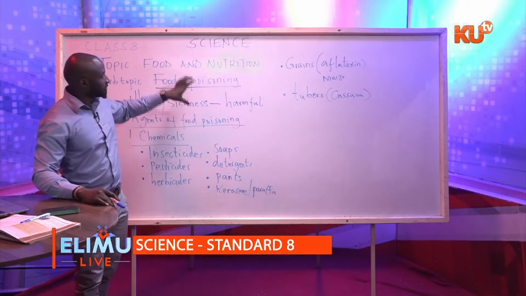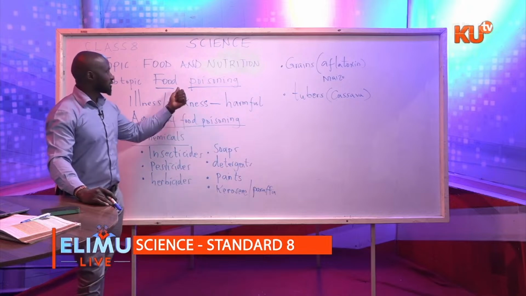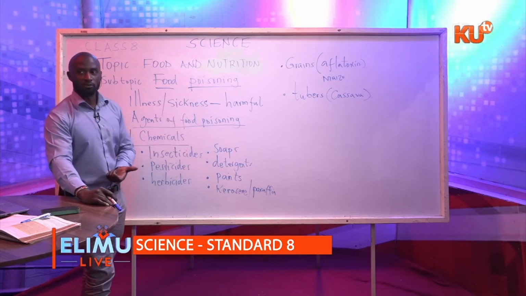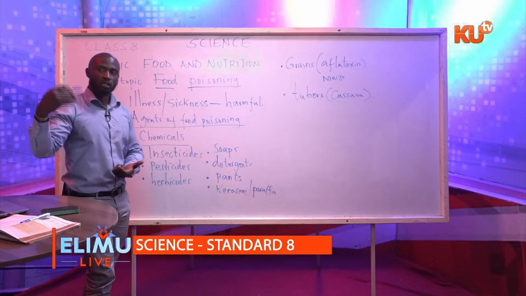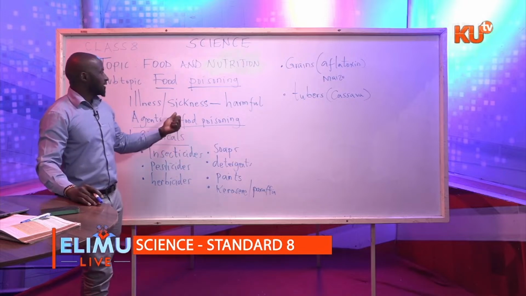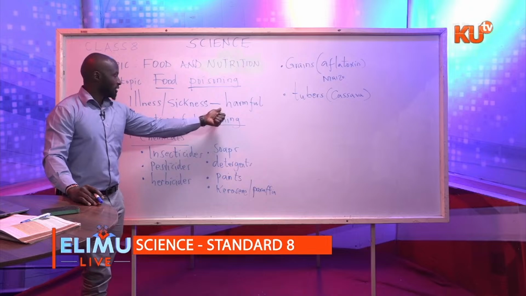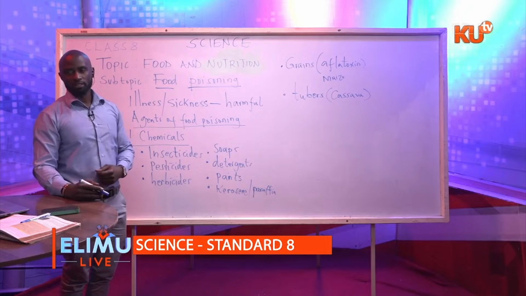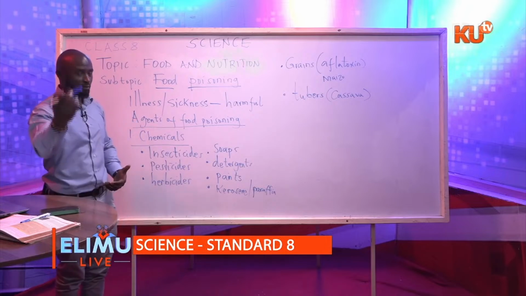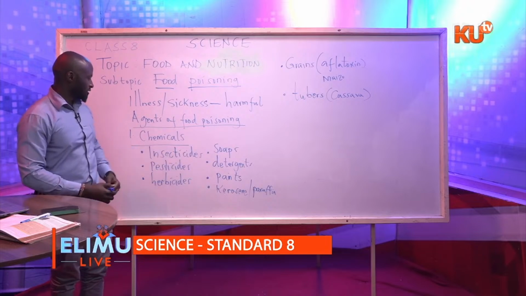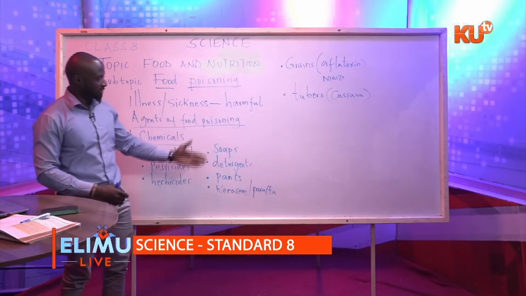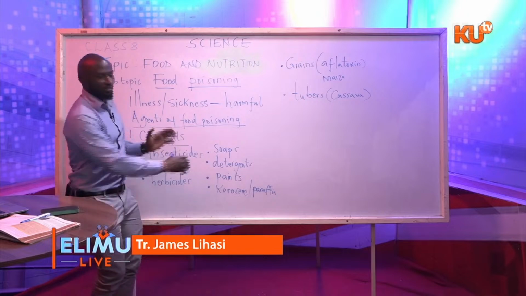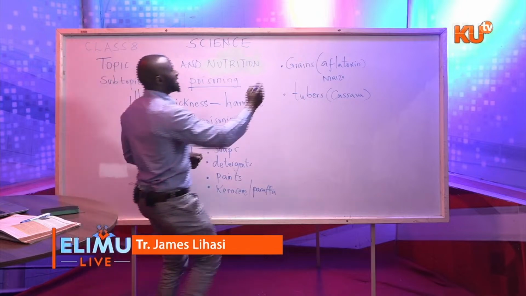Boys and girls, remember our topic is food and nutrition, and our subtopic is food poisoning. We've defined what food is: nutritious substances that we consume. Consume in this case means we eat or we drink, that are harmful. Keyword, harmful. Number two, we talked of agents of food poisoning. We just looked at one, some of the chemicals commonly found at home. The word is commonly found at home. So we talked of insecticides, pesticides, herbicides, soaps, detergents, paints, kerosene, and paraffin. We've said that these are artificial, while some are natural.